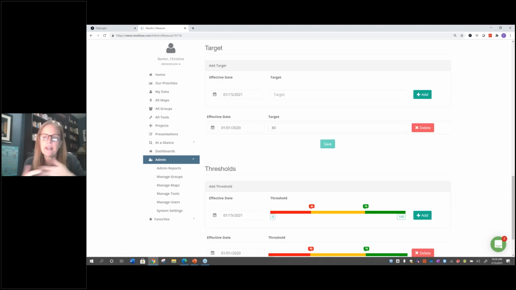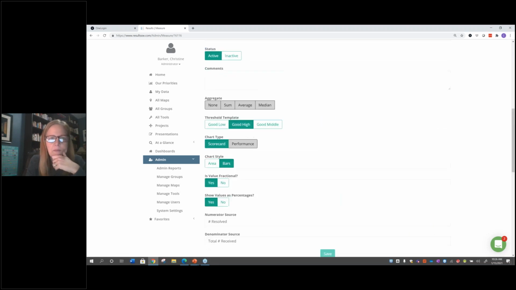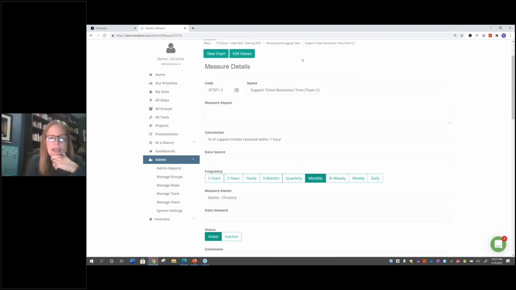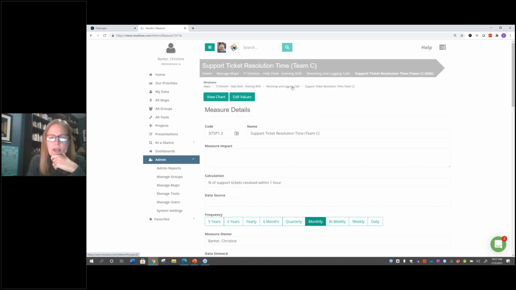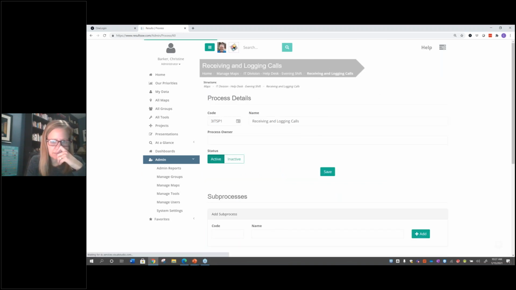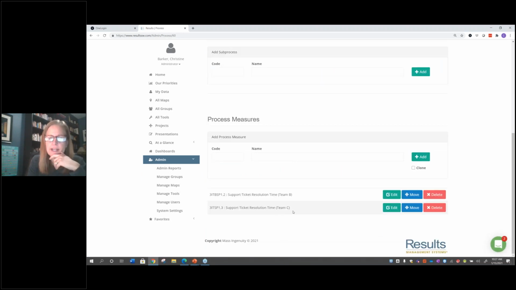So that rapid setup is super fast and easy, and you can get measures set up literally in 30 seconds. And then just a sneak peek, if I want to go back and take a look. Now, if Team C had their own map, this is where I would do that move function. So after I cloned it, I would move it to the new location.